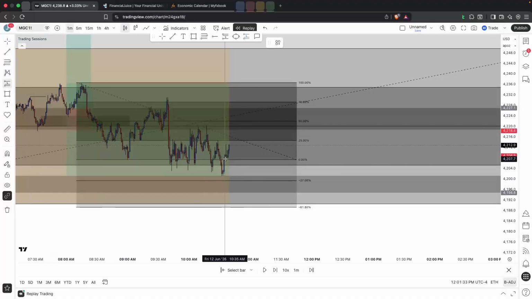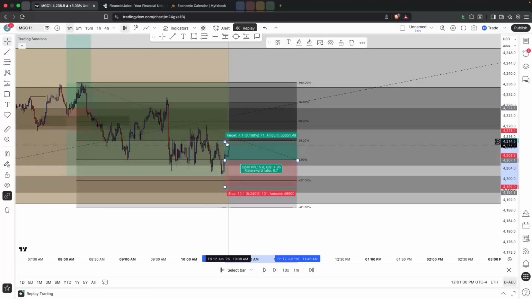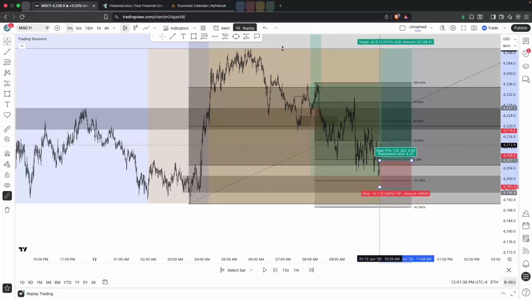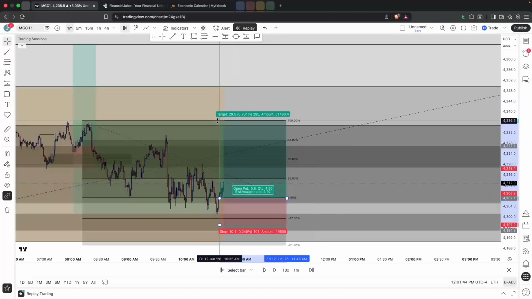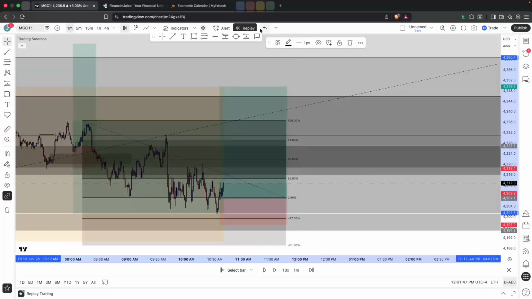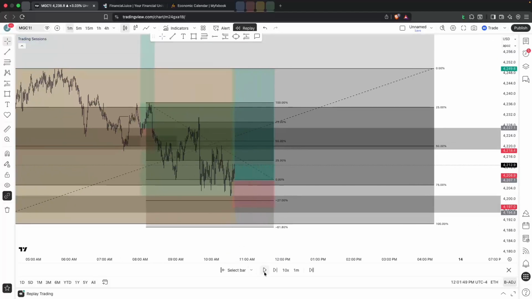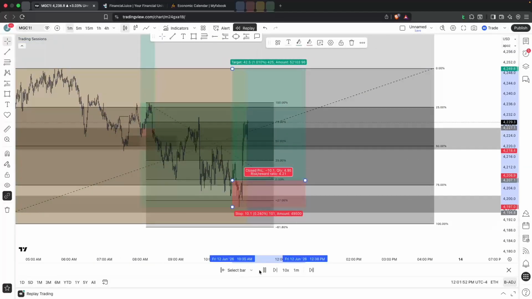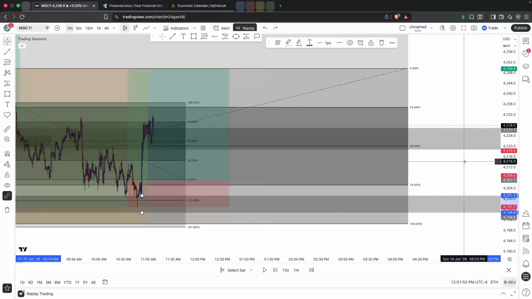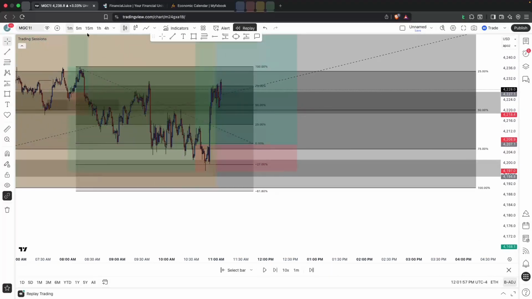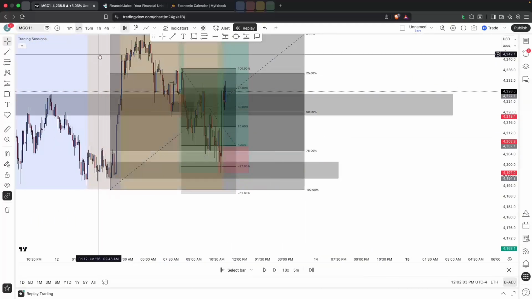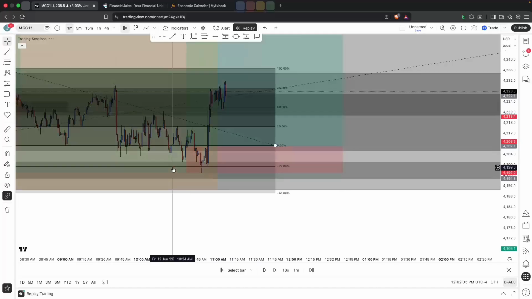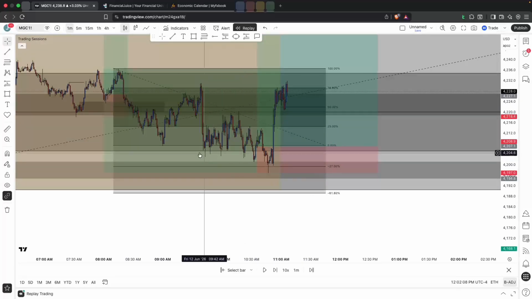Once price taps into that area right here, you could have entered with a stop loss a little wider because you know that price might pull back. And TP up here, or even the start of New York, either one of these works. And let's see what happens. We saw price pull back even deeper. Oh wow, that's crazy. So even after this liquidity sweep, we see price pull back even deeper.